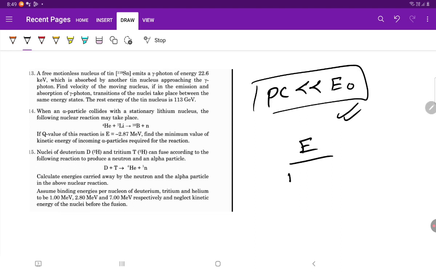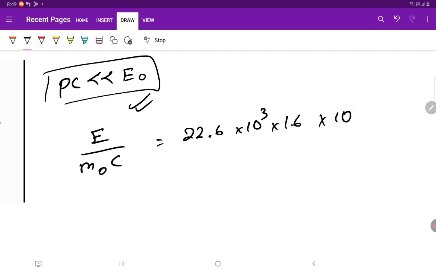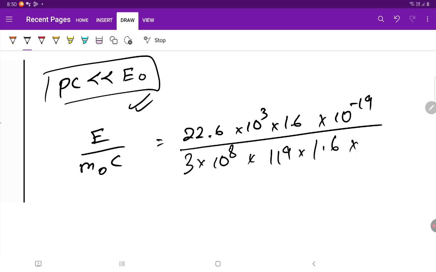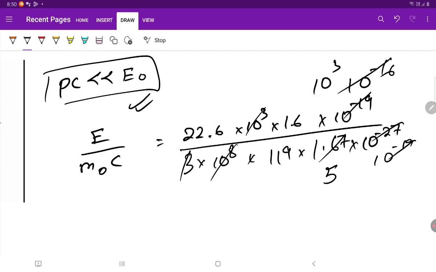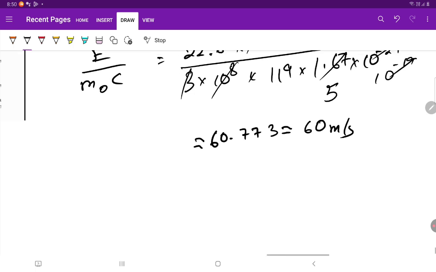If you put the value E by m naught c, you will get 22.6 into 10 to the power 3 into 1.6 times 10 to the power minus 19 by c, which is 3 times 10 to the power 8, and mass is 119 into 1.6 times 10 to the power minus 27, basically 1.67, right? And you know that 3 into 1.67 is 5 almost. I'm using a little bit of calculator. It's 10 to the power minus 16, and this is 10 to the power minus 19. You'll get 10 to the power 3. So you'll get something like 60, I guess. 119 divided by 5 into 1000. Yeah, the answer will come out to be nearly 60.773, or nearly 60. The answer is given as 60 meter per second. So yeah, that's pretty likely to be the answer to this problem.